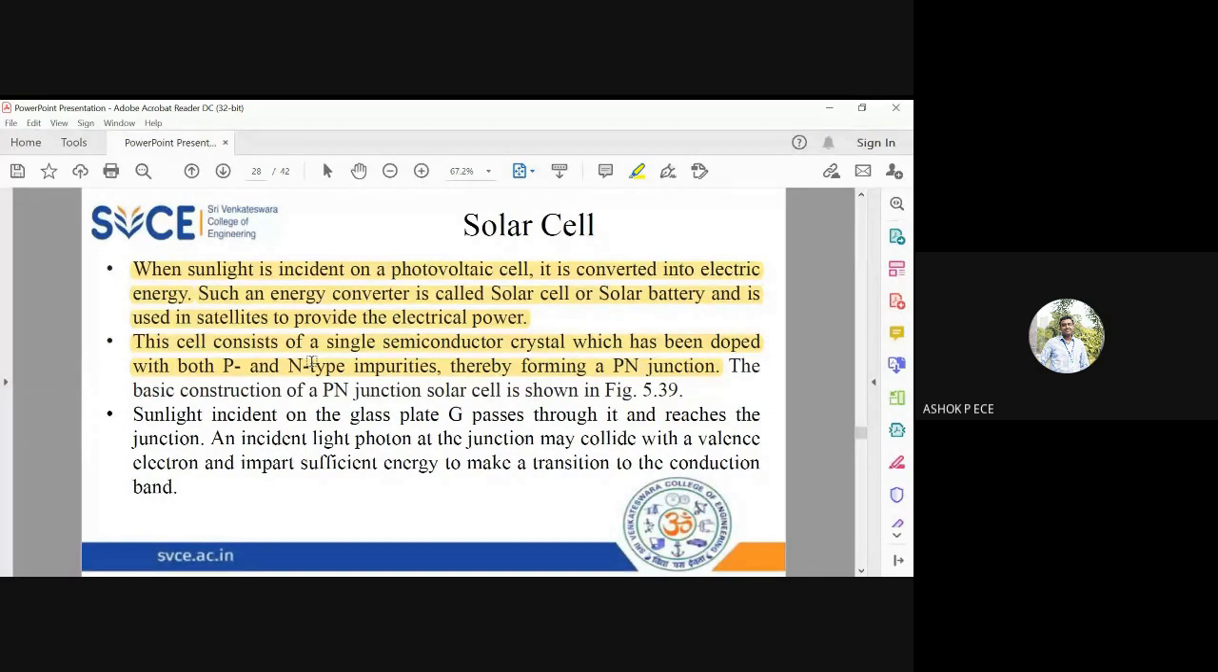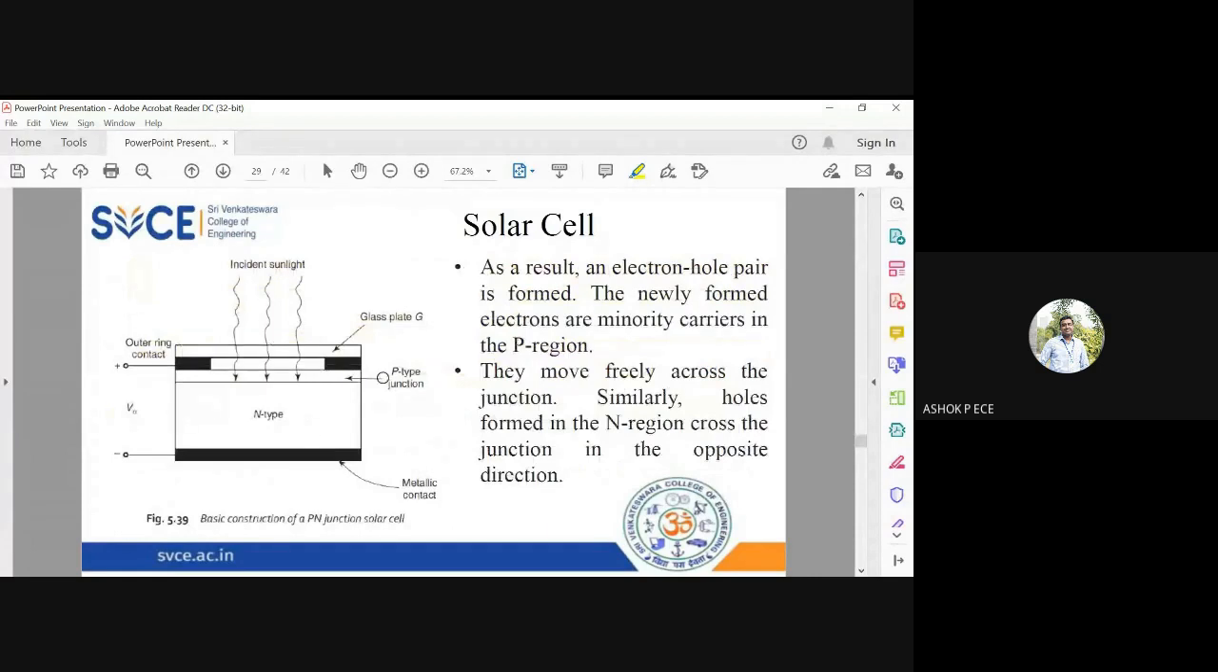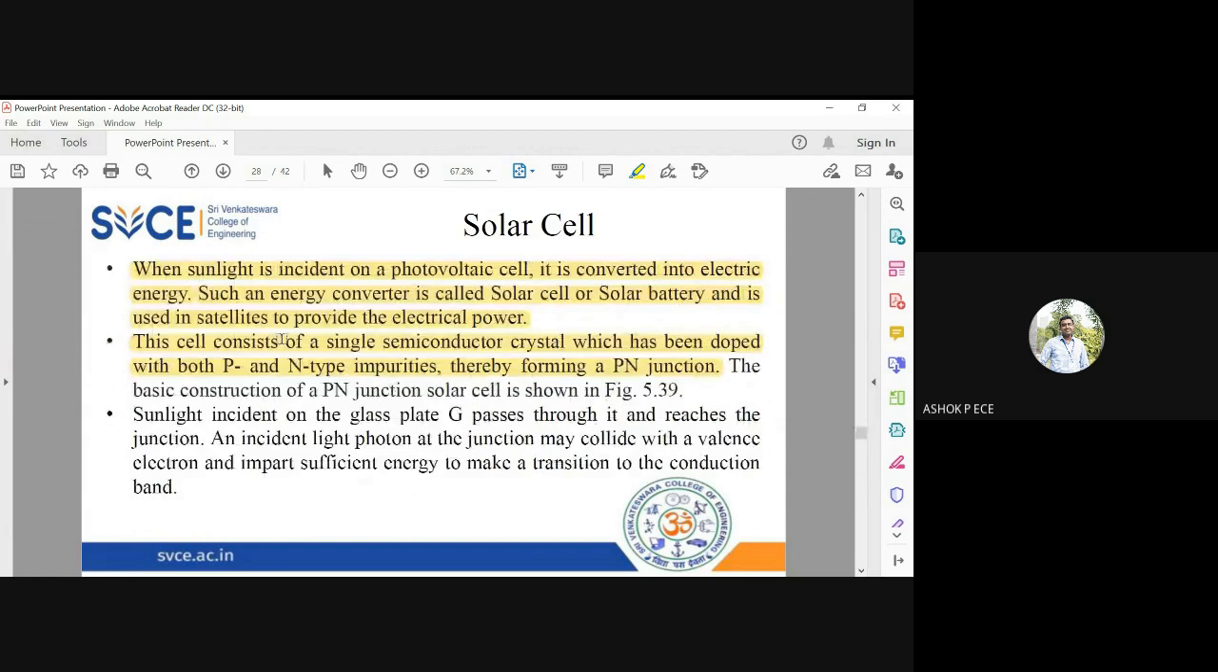And the basic construction of solar cell is shown here. You can see here the basic construction. You have a P, N, and the metallic contact. And you have a glass plate which is going to focus your incident light on the PN junction diode. Here you are going to make the light incident on the P region, and I'm going to take output across the PN junction diode. Okay, so you can see the construction is shown here, and the sunlight is going to be incident on the glass plate, and this glass plate is going to ensure that all the incident sunlight is perfectly focused into the diode. So incident photon will collide with the valence electron and make it move to conduction band.